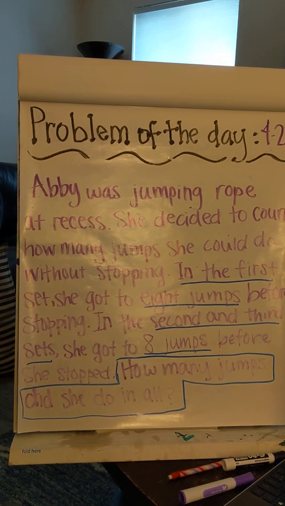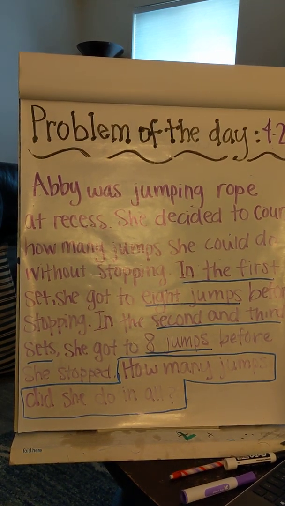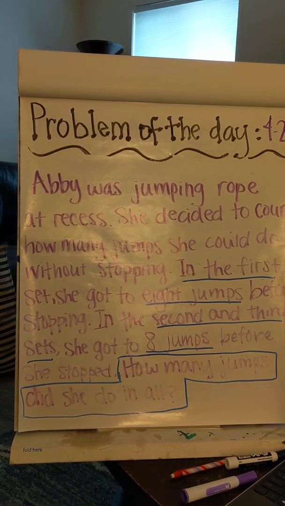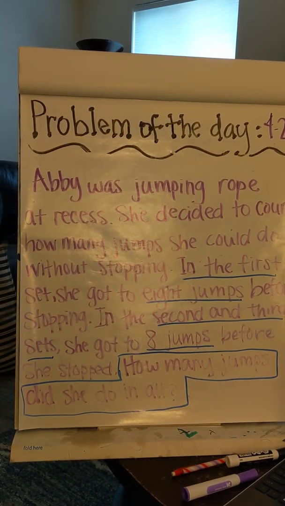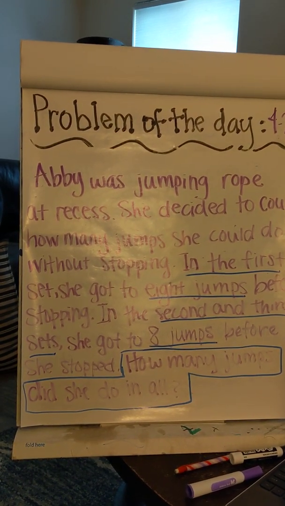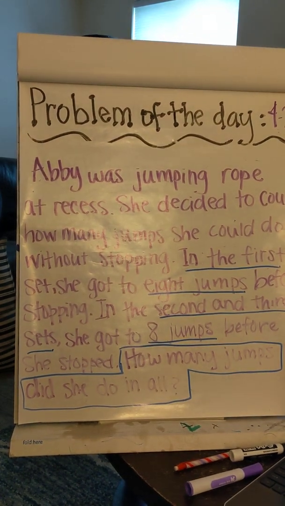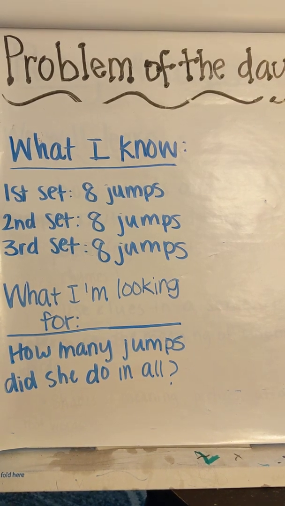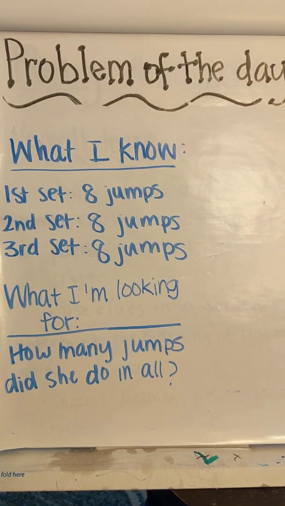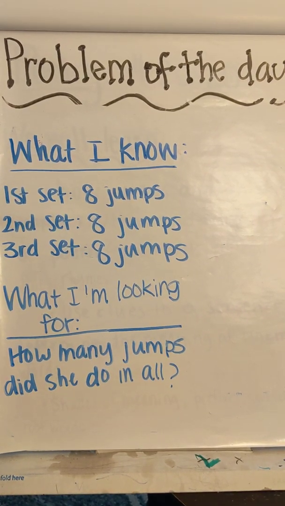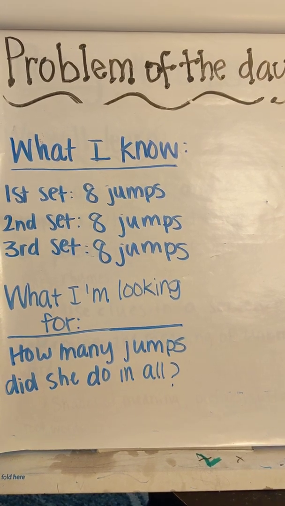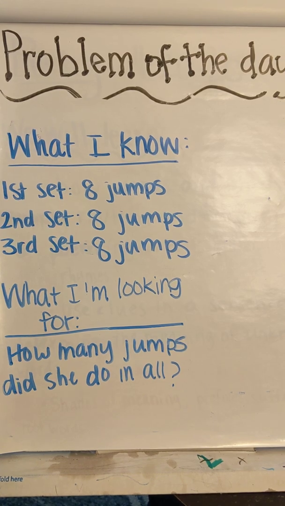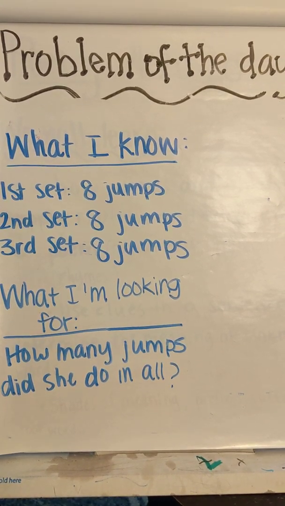As you can see here, I've gone ahead and underlined. The first set, she had 8 jumps. The second and third sets, she also had 8 jumps. And we're looking for how many jumps did she do in all. Okay, so here I have what I know. The problem tells me in the first set, the second set, and the third set, she did 8 jumps for each set. What I'm looking for is I want to know how many jumps did she do in all.